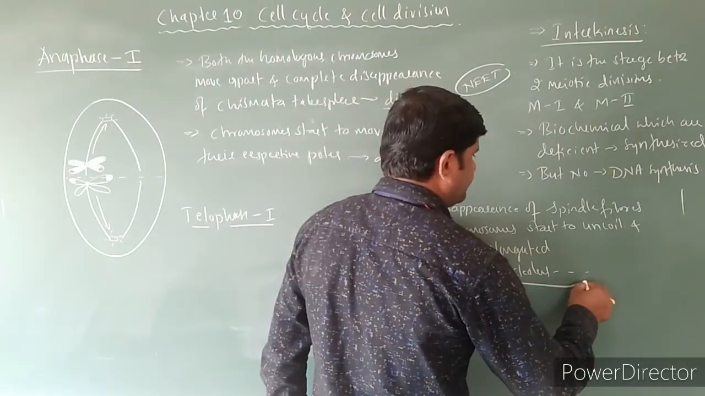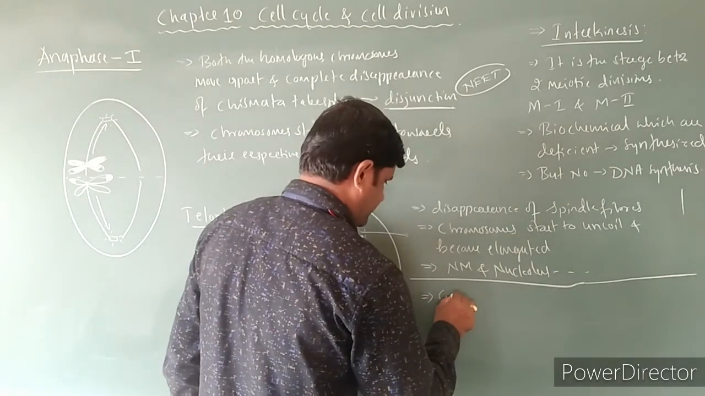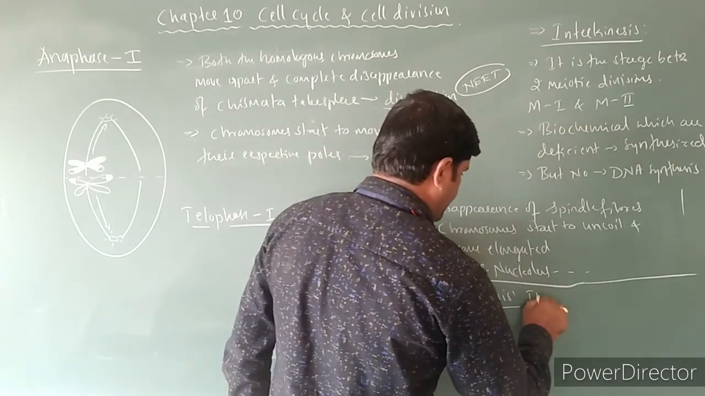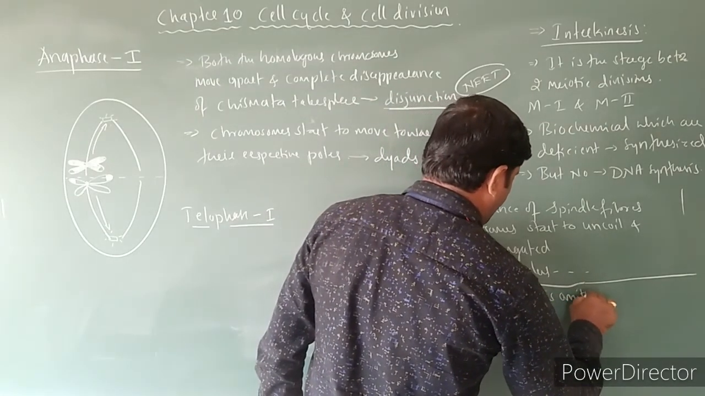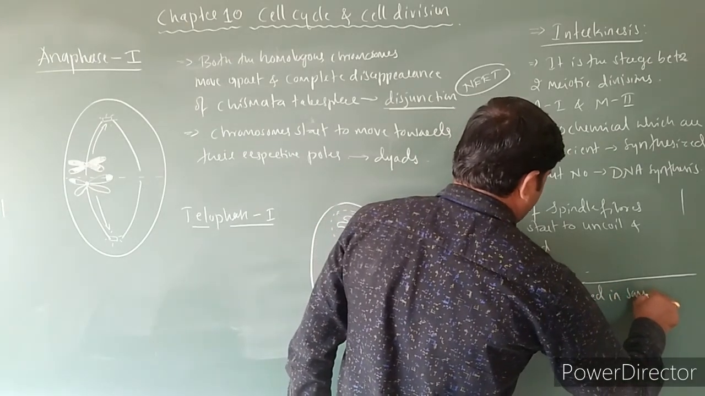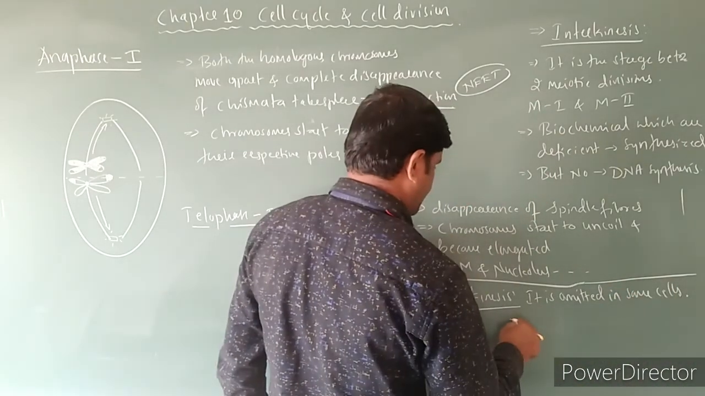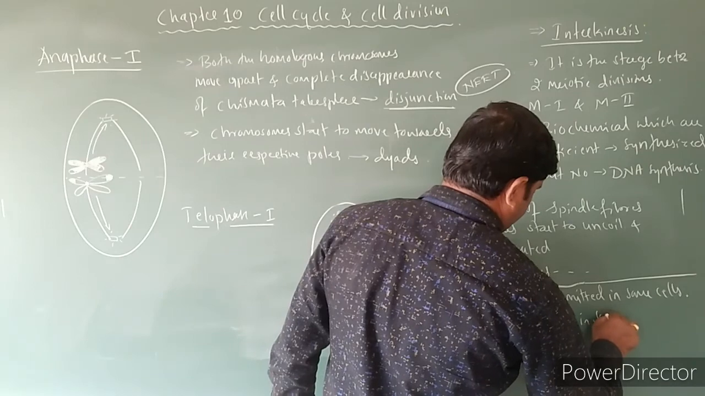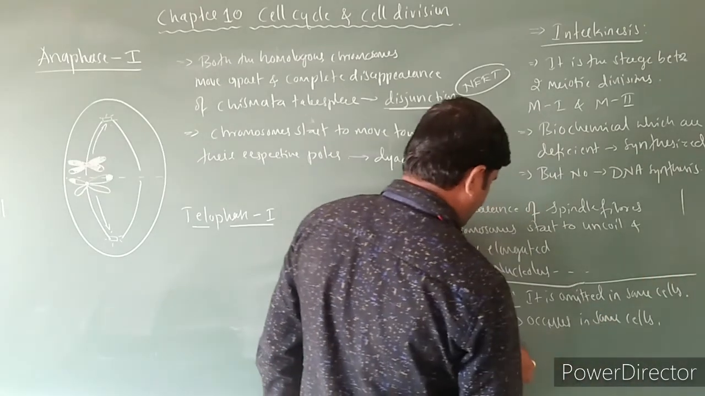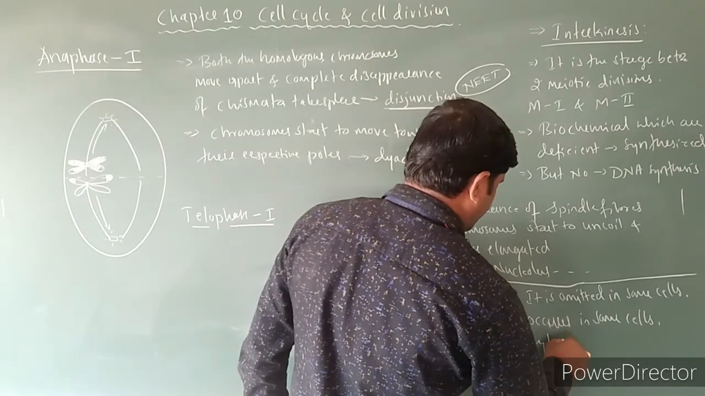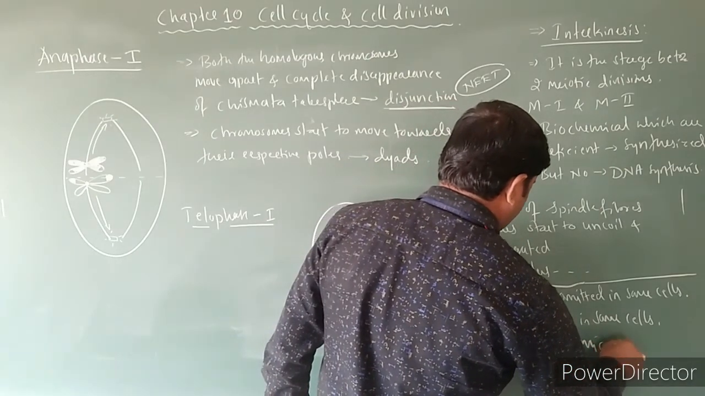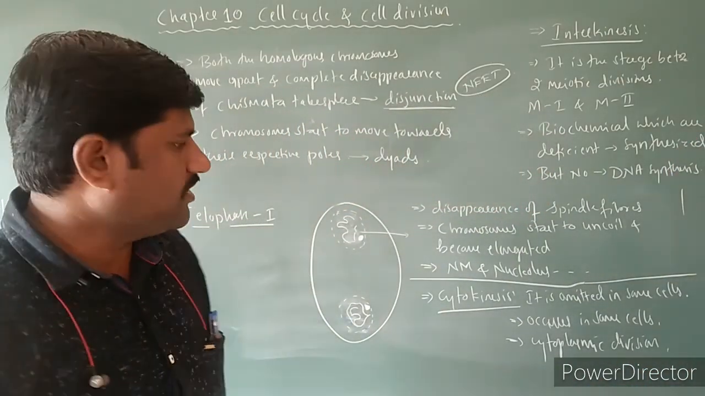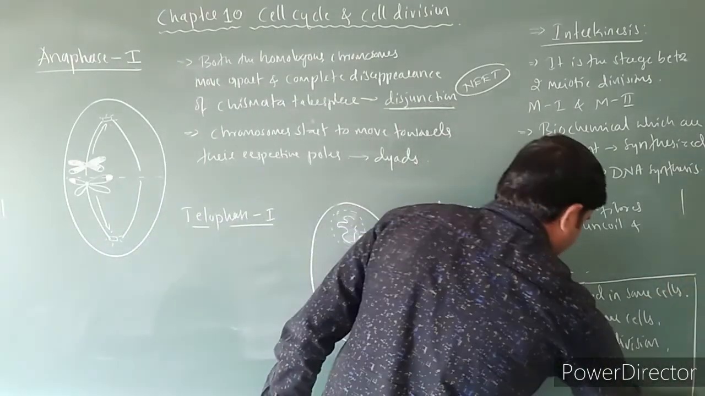Here I shall explain. Cytokinesis is omitted in some cells and occurs in some cells. During this, cytoplasmic division occurs. Cytoplasmic division occurs here in cytokinesis.